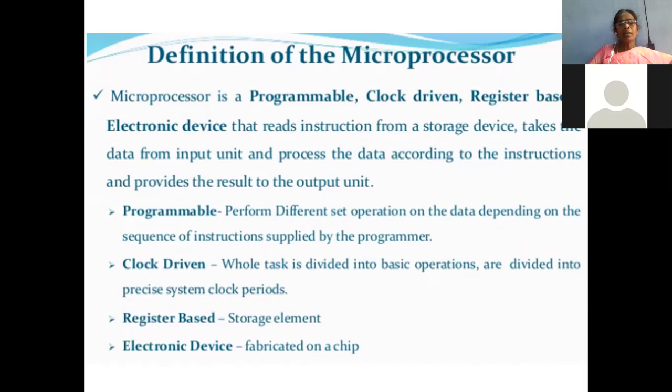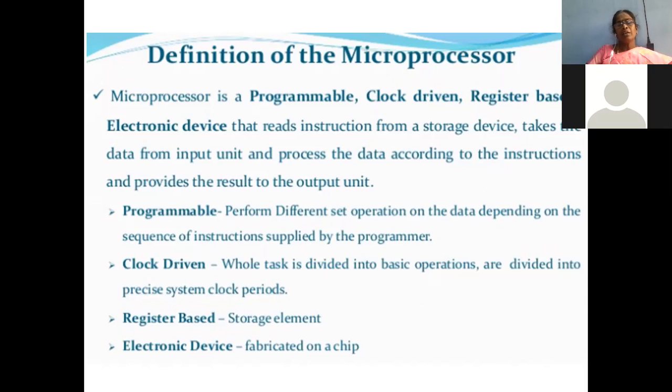And then the next one, electronic device. Okay, an electronic device is nothing but something fabricated on a chip, right? A programmable, clock-driven, register-based device, we call it an IC, an integrated circuit fabricated on a single chip. We call it an electronic device.